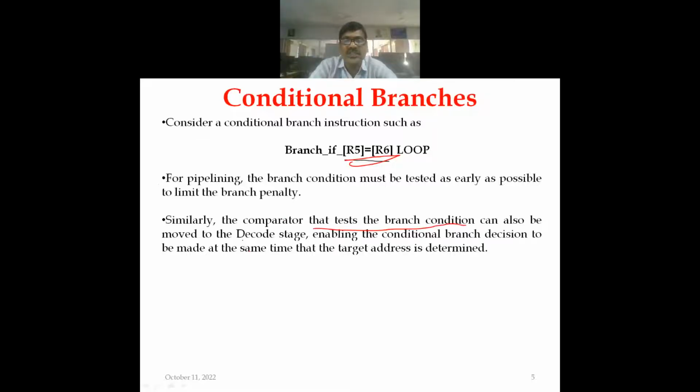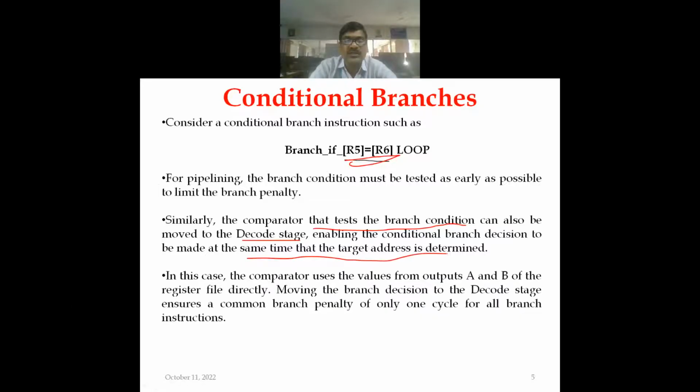It has to be moved to the decoding stage, enabling the conditional branch decision to be made at the same time that the target address is determined, so that we can reduce the branch penalty. In this case, the comparator uses the values from the outputs A and B of the register file directly. Moving the branch decision to the decode stage ensures a common branch penalty of only one cycle for all the branch instructions.